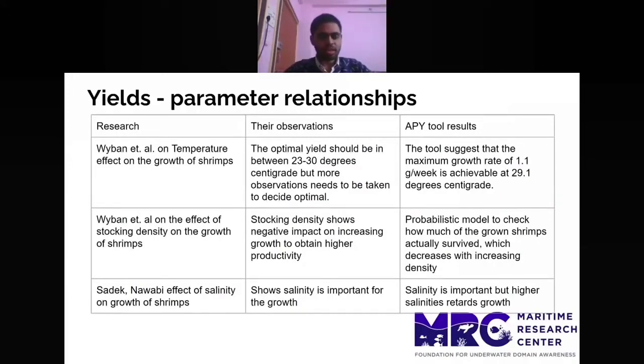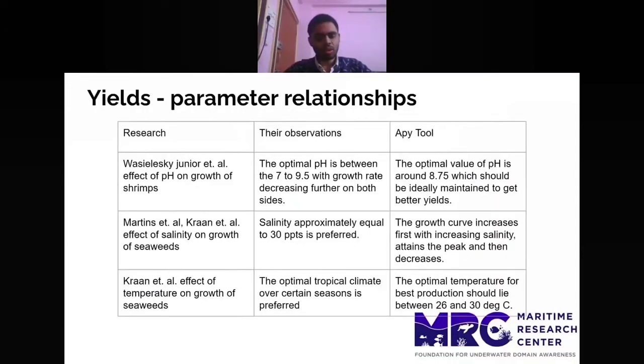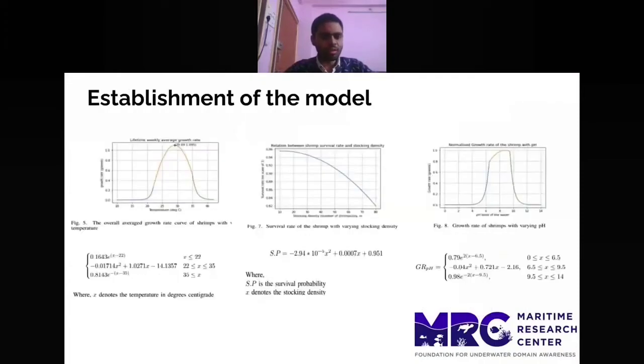And similarly, the paper by Nawabi on the effect of salinity on the growth of shrimps shows that salinity is important. With higher salinities, this APY tool showed that the growth decreases quadratically with the increasing water salinity. So if the salinity is too high, the growth will be decremented as a square of the variation of salinity. And similarly it goes for the seaweeds also, about the water pH, the temperature and the salinity. The same relations and the same observations apply, but the tool formulations are different because the species have to be taken into account. And this is our whole work, how we are trying to establish the mathematical models.